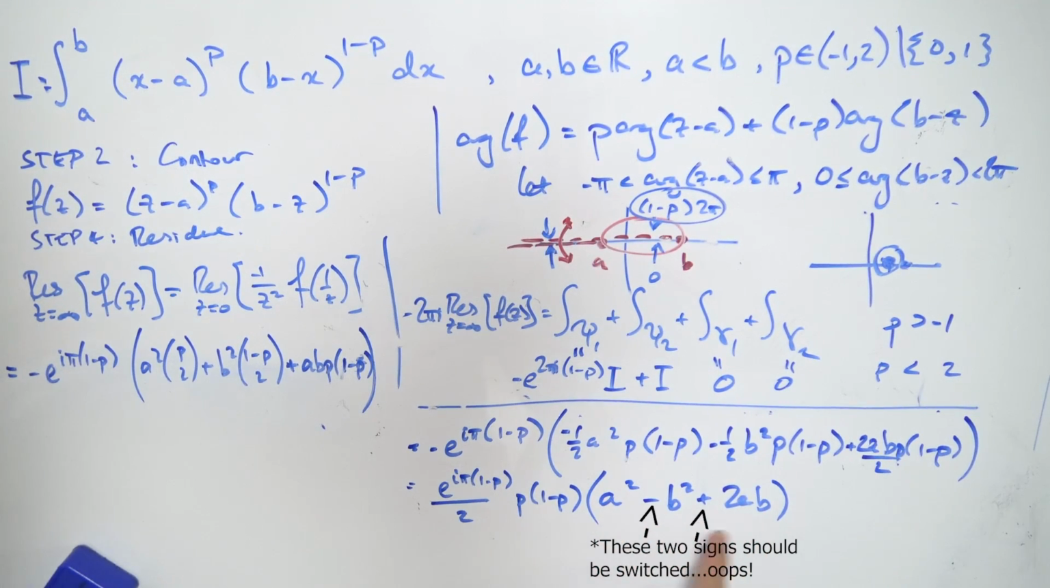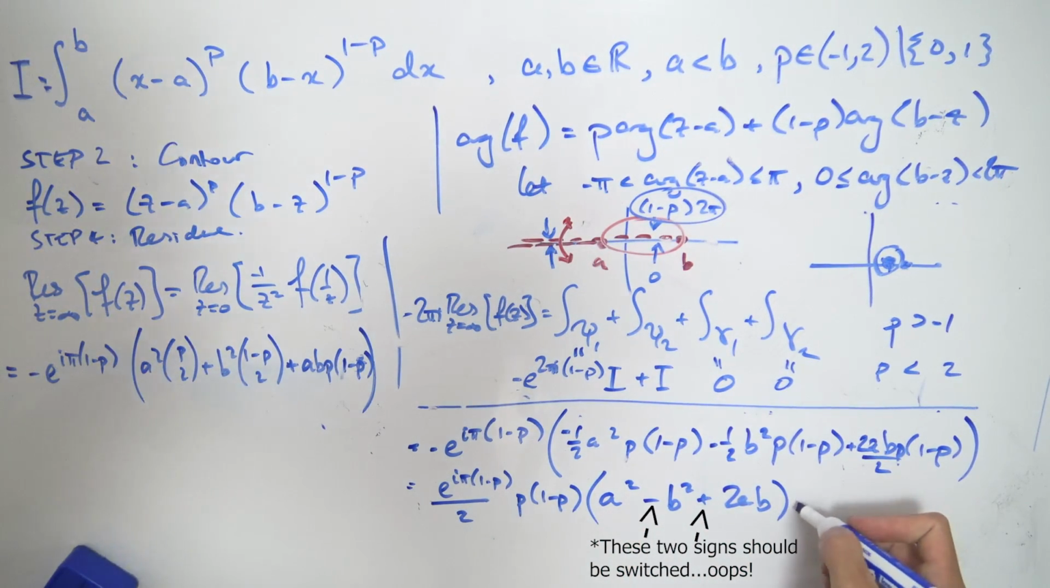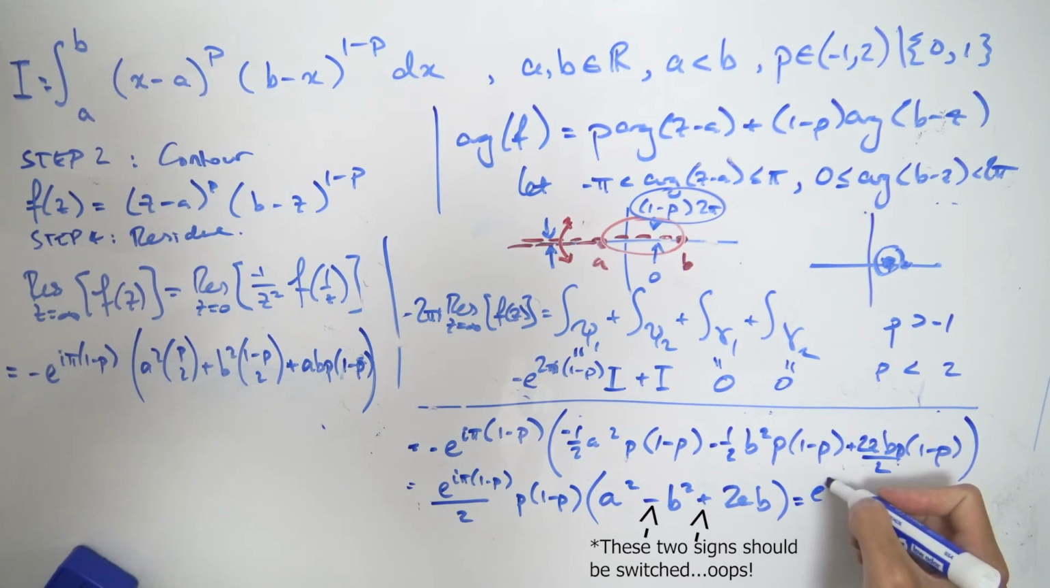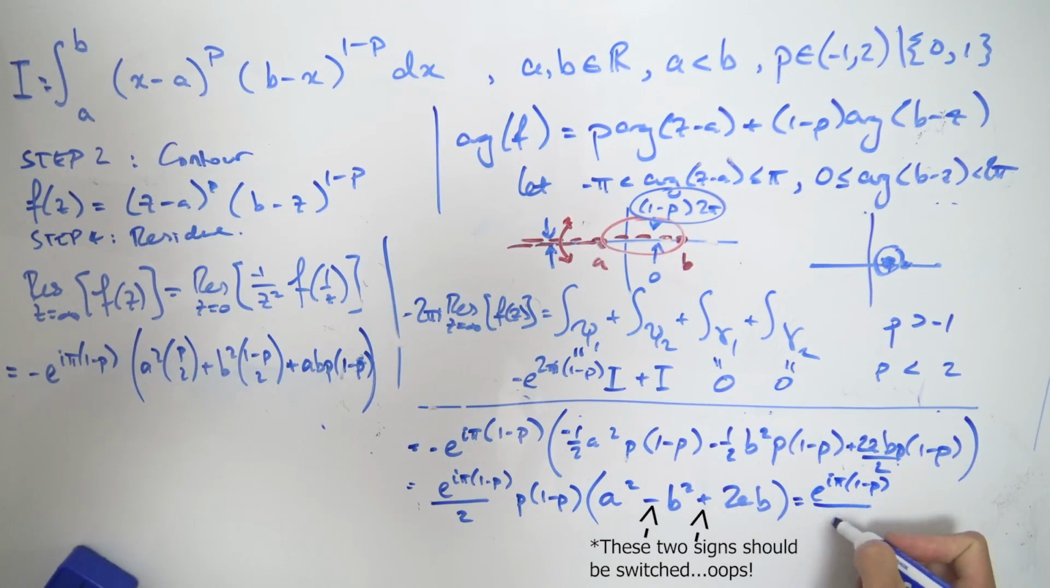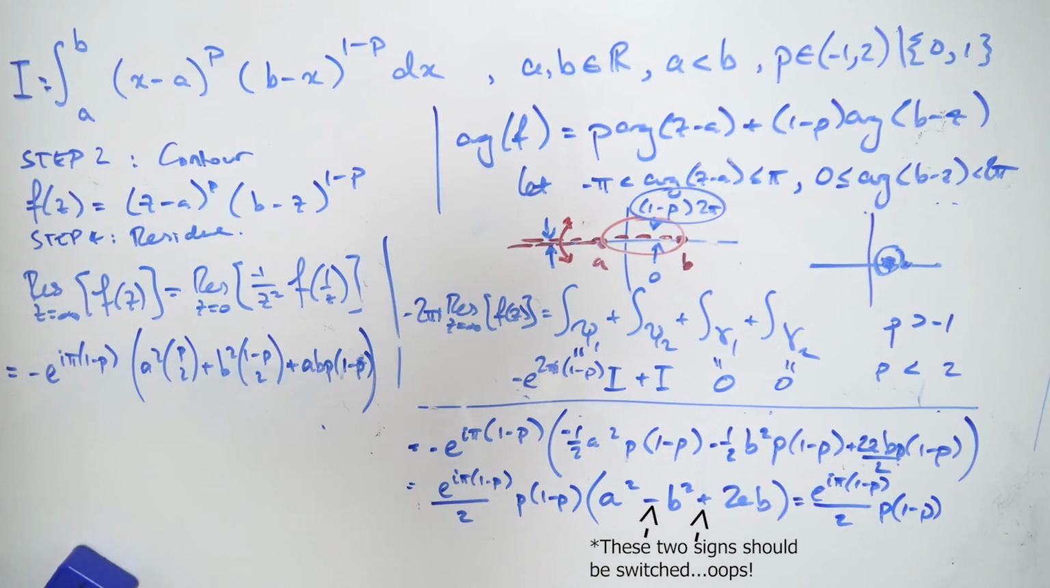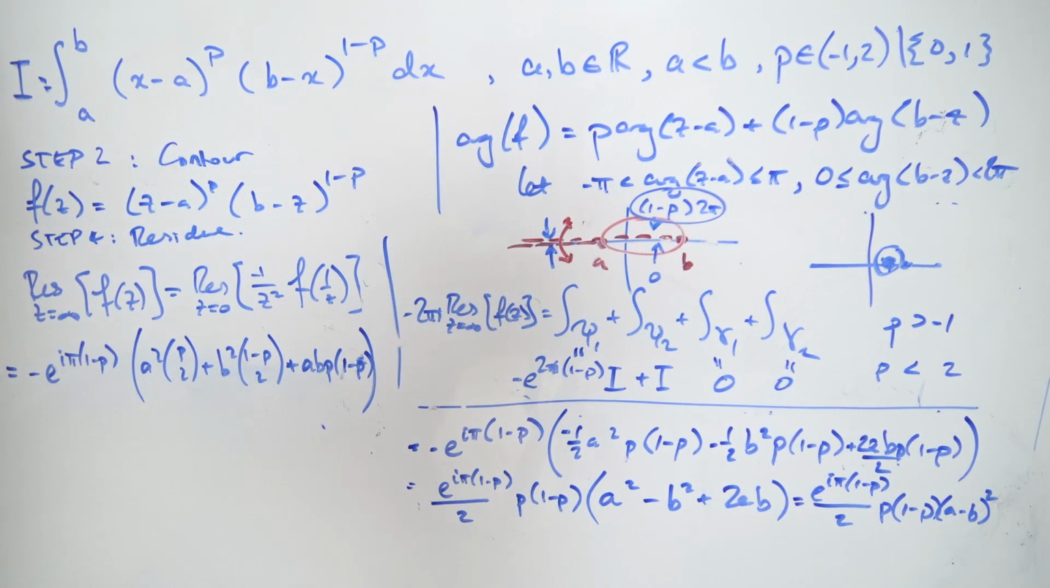And notice this part over here, that's basically the binomial expansion. So we can simplify this down to being e to the i pi times 1 minus p divided by 2 times p times 1 minus p. And then this part over here, that just simply becomes a minus b squared. So a minus b, but the whole thing's squared. Alright, very fine. So we've basically calculated the residue at infinity. It's going to be exactly this thing over here.